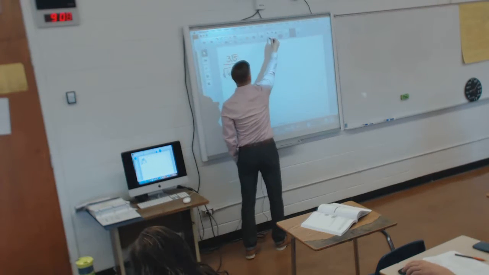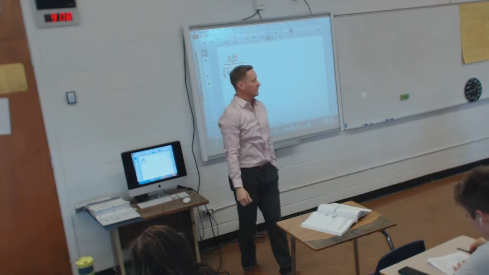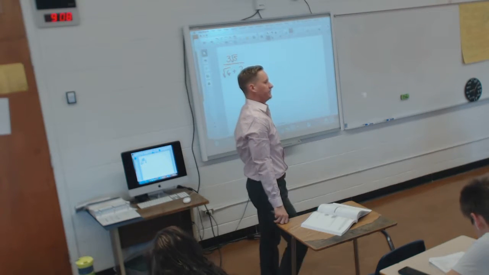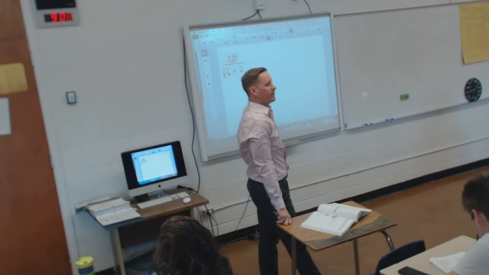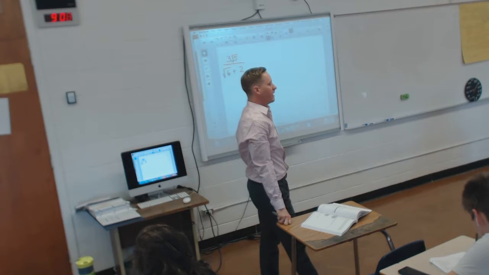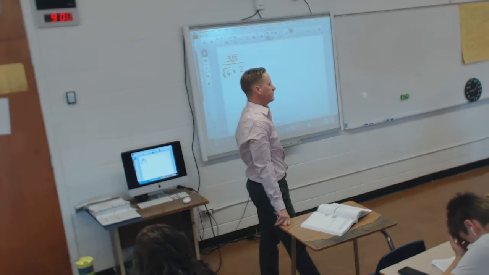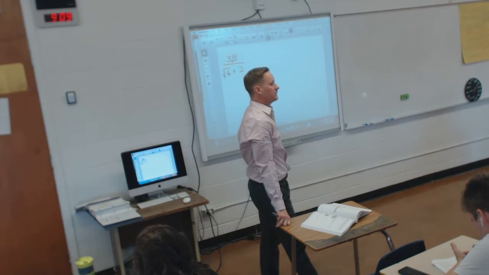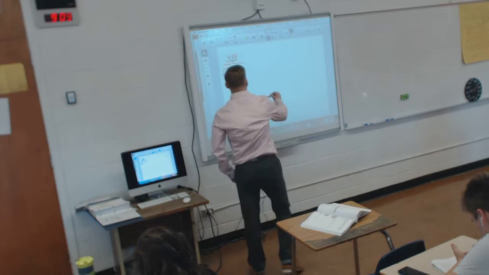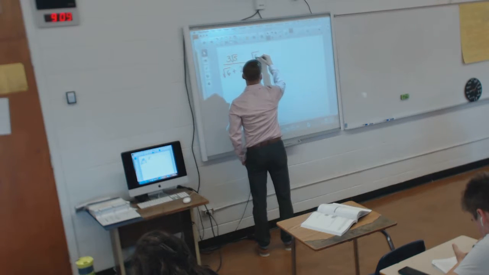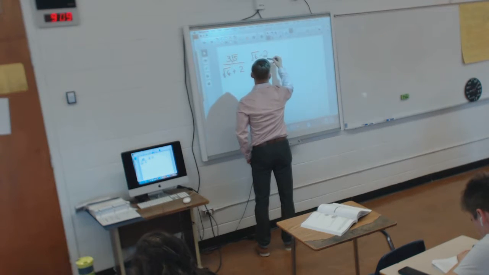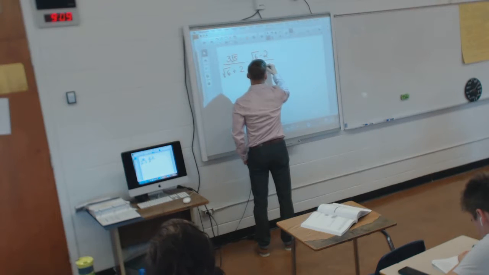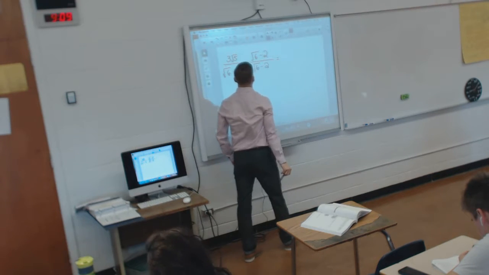Okay. I need to rationalize this. So what am I going to multiply by in the top and the bottom in order to rationalize this? Square root of 6 what? Subtract 2. Root 6 minus 2. Okay.